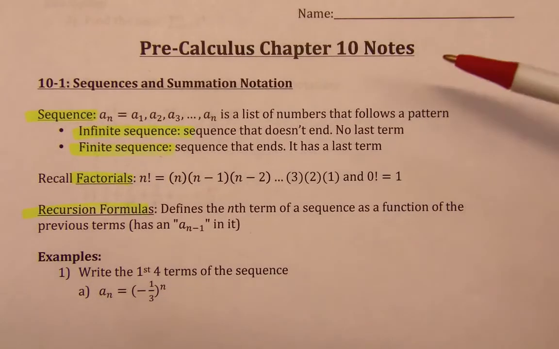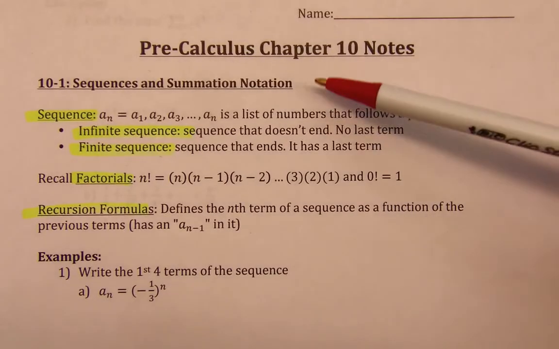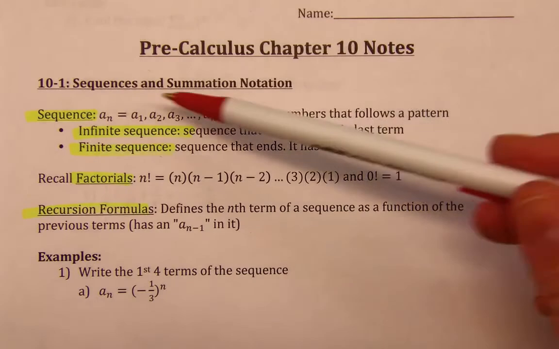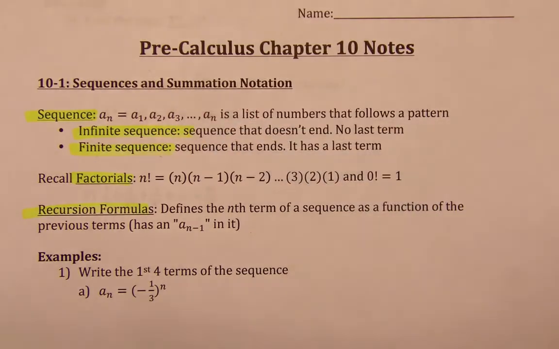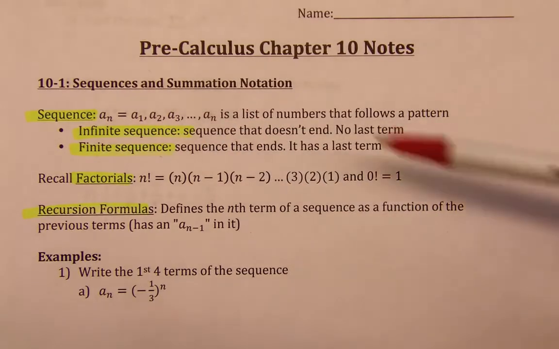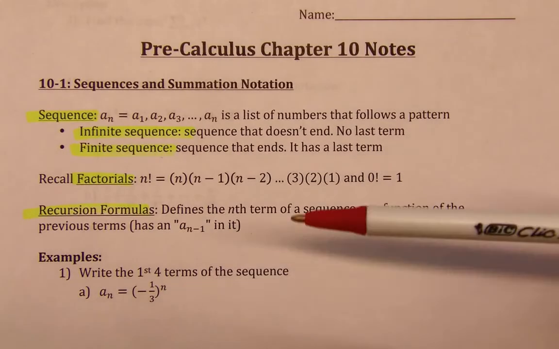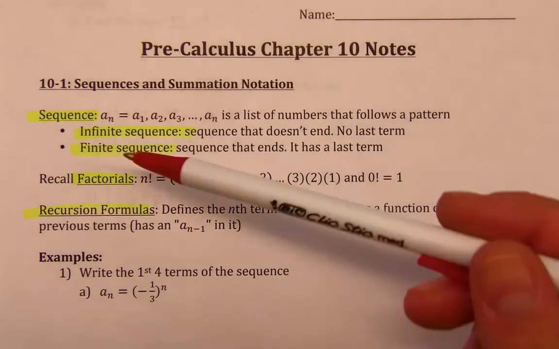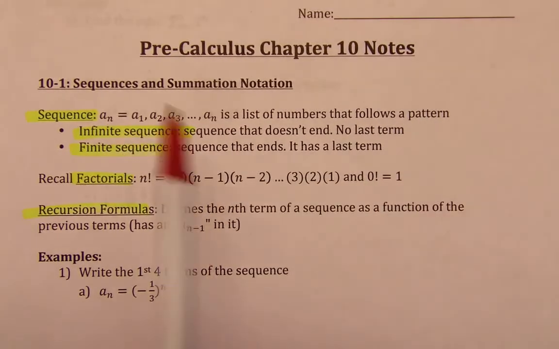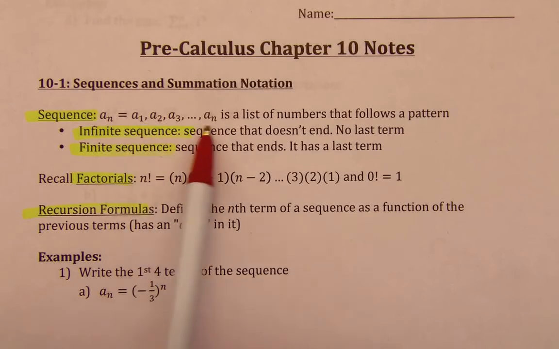Okay, so we're getting started with Chapter 10, and Section 10-1 is really just an introduction to sequences and summation notation. So there's going to be a lot of new vocabulary in this section, so I've highlighted some of those terms for us. The first one is a sequence. Now a sequence is really just a list of numbers that follow a particular pattern.